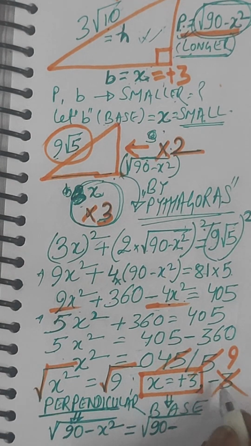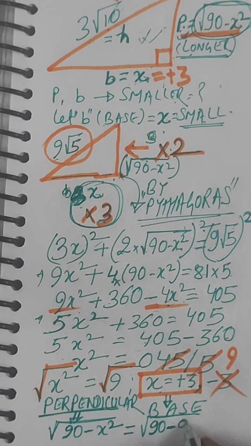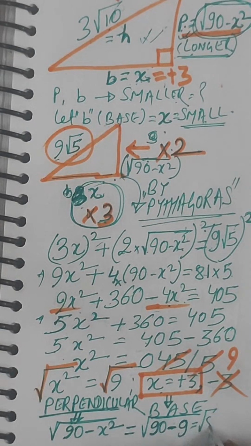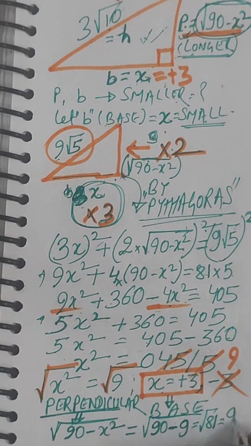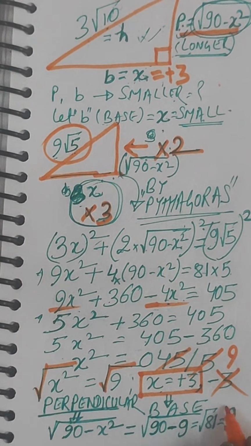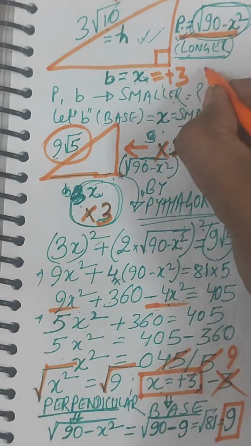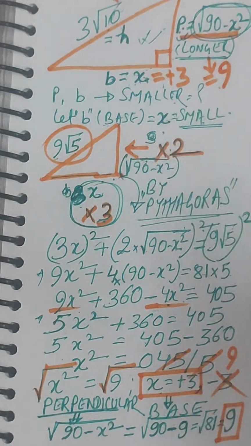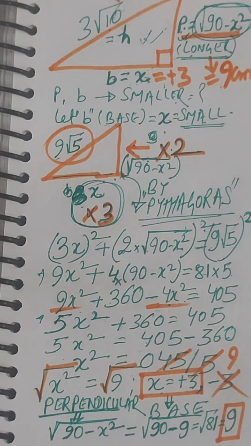So x is calculated as 3. So 90 minus 3 square, and 3 square is 9. So this will give you root over 81, whose value comes as 9. So 9 centimeter is the length of the perpendicular. So this longer side will be equal to 9. Okay, so 9 centimeter is the length.